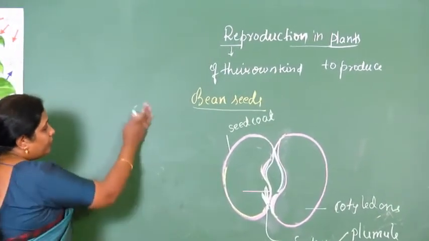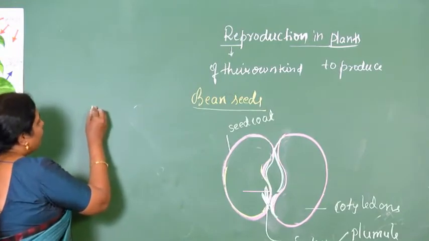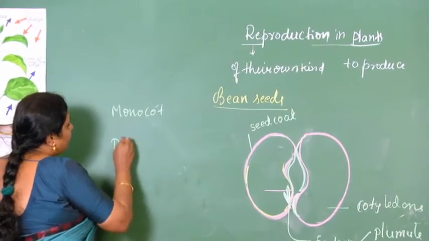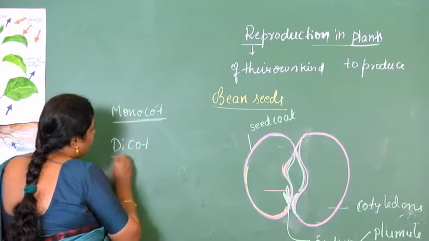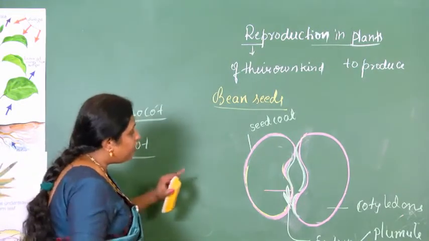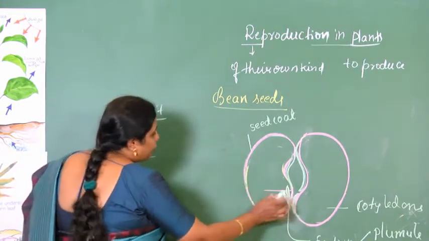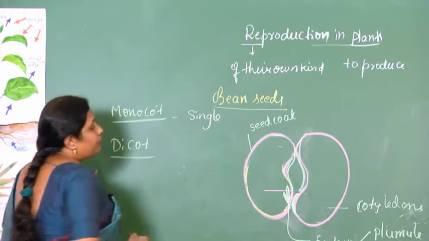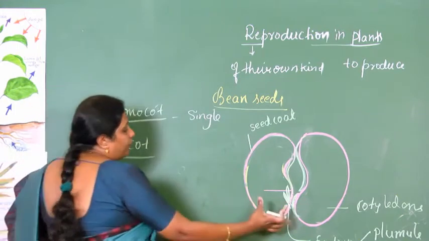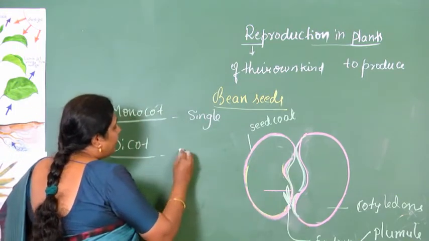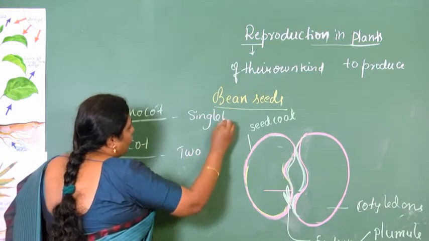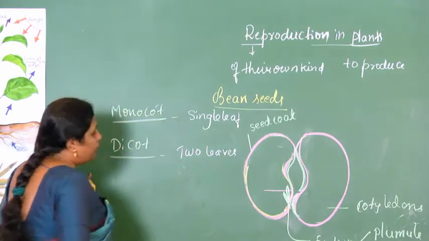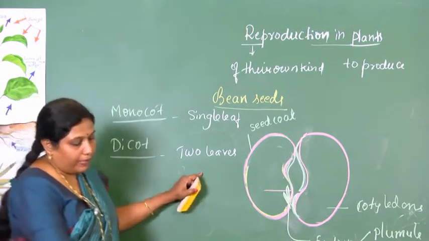Seeds are of two types. One is monocot, another is dicot. If the seed has a single leaf, a single cotyledon, then it is called a monocot. If the seed has two cotyledons, two leaves, then it is called a dicot plant.